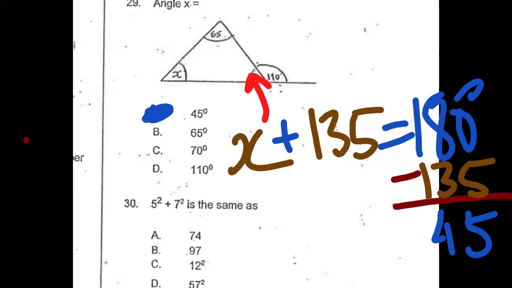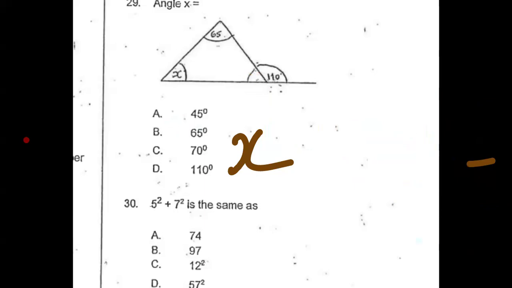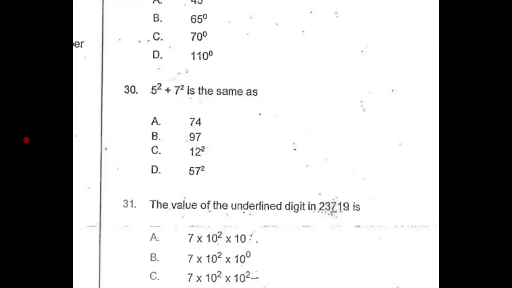All right, now let's move on again. All right. Okay. 25 and 49.